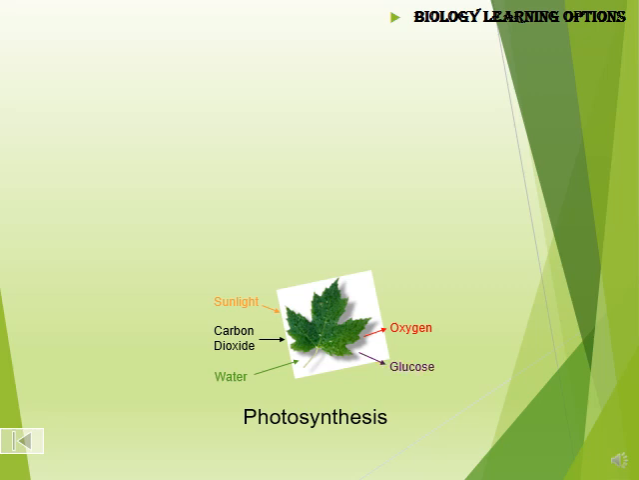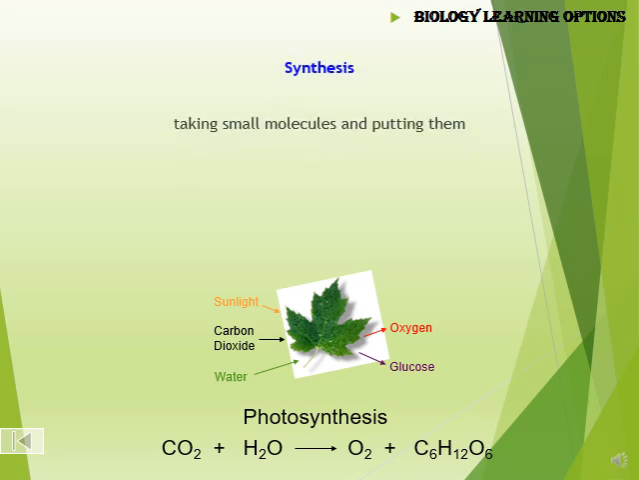Here you can see the process of photosynthesis, in which carbon dioxide plus water, with the help of sunlight, is converted into oxygen plus glucose product. So what do we call this process, or what is the name of this process? It is basically synthesis, that is taking small molecules and putting them together, usually in many steps.